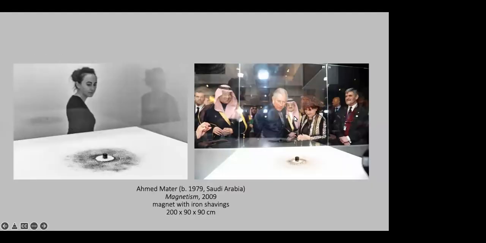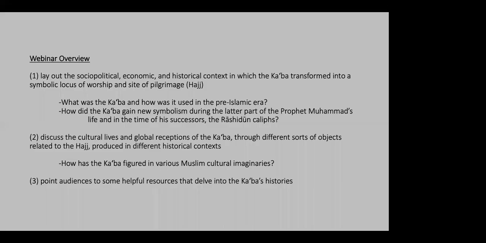Although a recent work of art by a singular artist based in Saudi Arabia, I thought the piece captures this metaphor of magnetism and its subtext of attraction and compulsion that philosophically and ritualistically undergird the Kaaba, both in its deep historical and contemporary resonances. And here in the photograph on the right, you can see Venetia Porter introducing Matar's piece to Prince Charles.